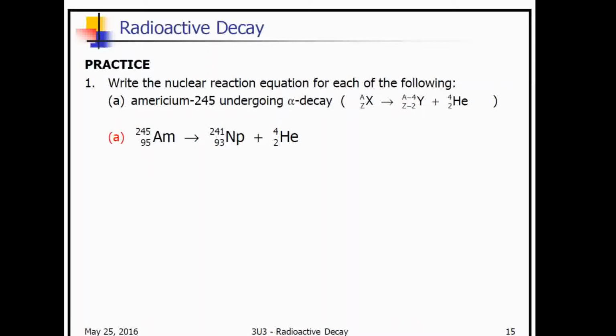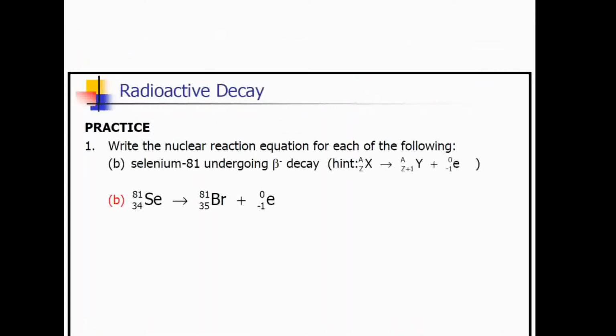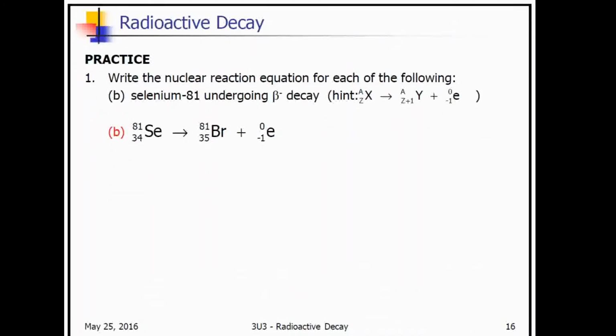So then I can write my NP for the neptunium, and then I can write my plus 4,2 helium. That would be my alpha particle. Okay, the next one here, I'll show you on paper. Let me just alter the size of this so that I can fit it on here.